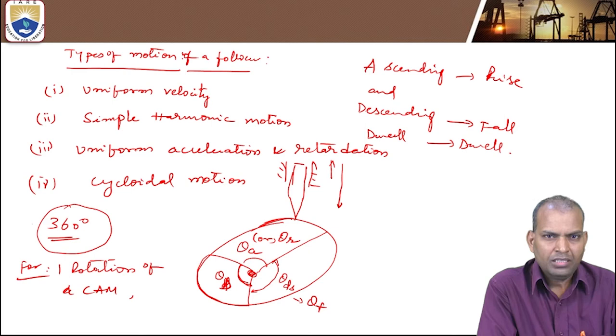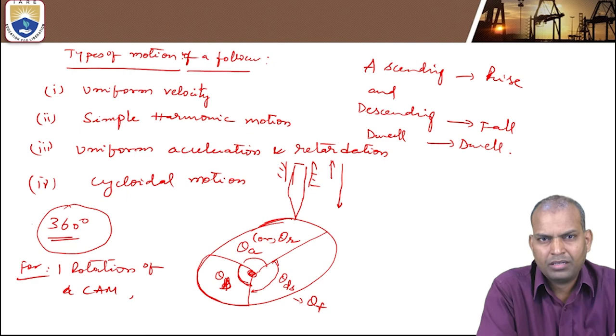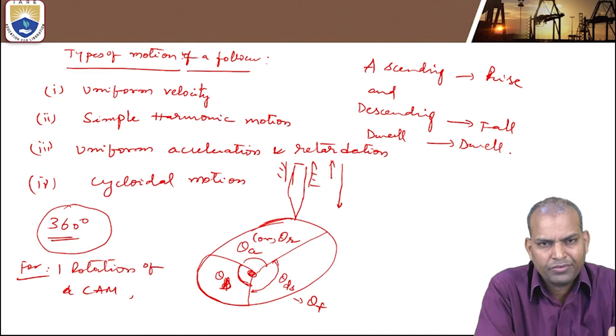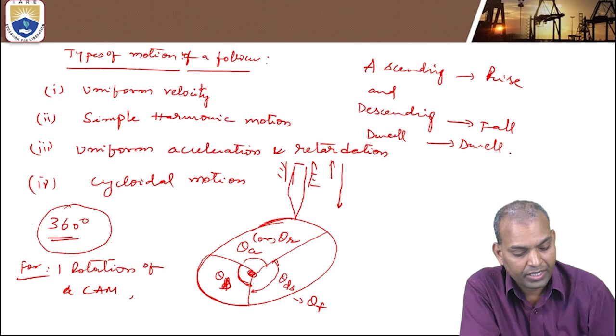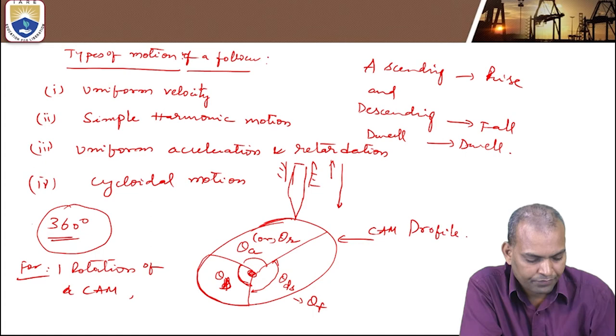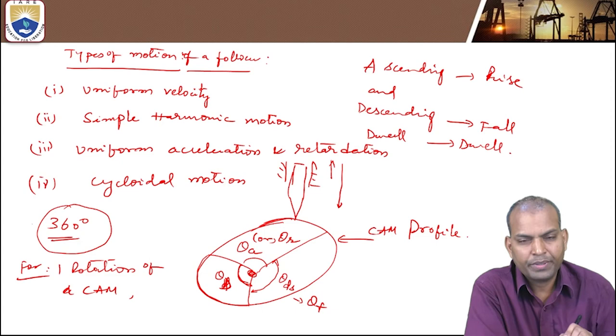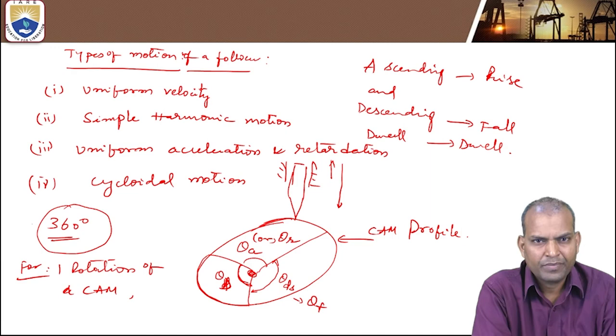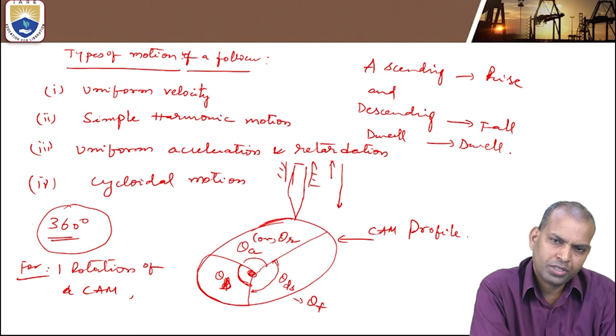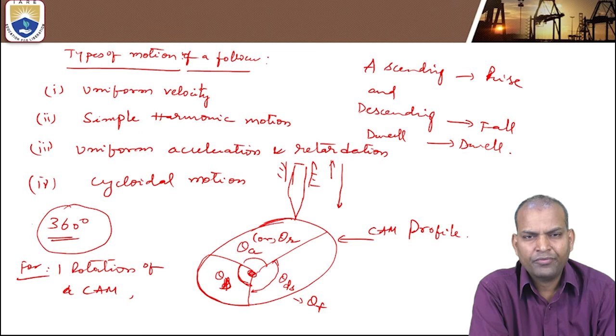For drawing the shape of a cam, for a particular type of follower and a particular type of motion of the follower, the shape of the cam will vary. That shape of the cam is known as the cam profile. In this topic, we are going to draw the cam profiles based on the type of follower, the type of motion of the follower, and the particular angles of ascending, descending and dwell.